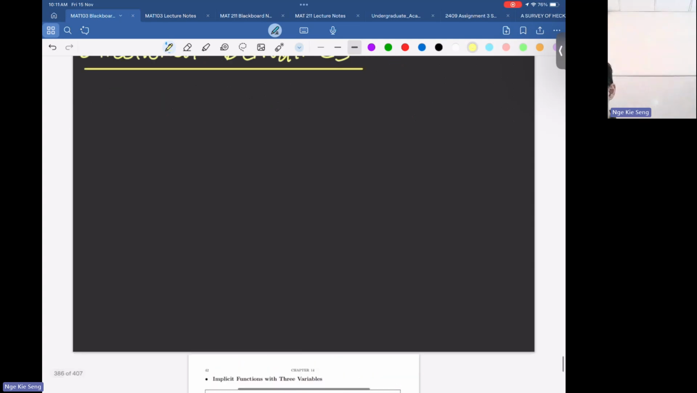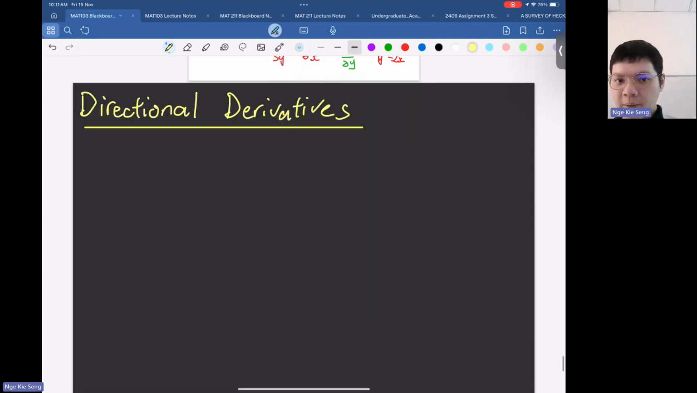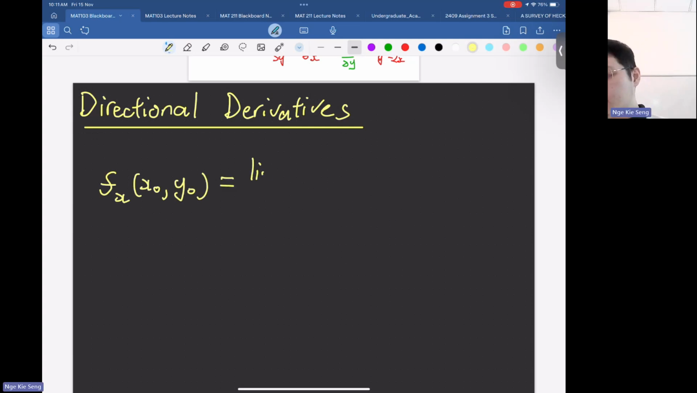So I'll talk about directional derivatives now. We have learned at least two directions for partial derivatives: one direction was fx, and the other direction was fy. If you remember, what's the limit definition of this? You just look at the change in the x direction, and you keep y fixed.